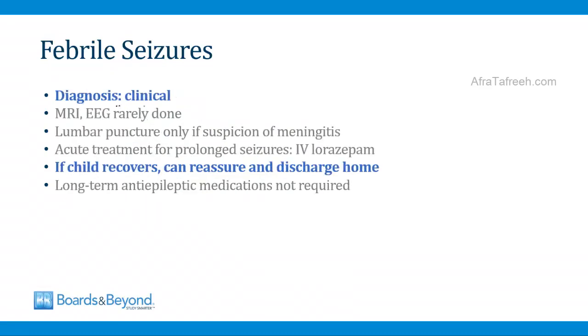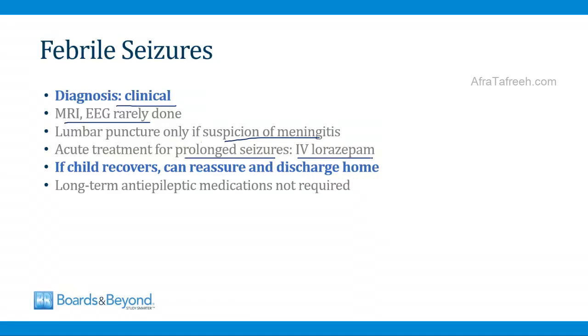The diagnosis is clinical. If a child has a fever and develops a tonic-clonic seizure, and then their neurologic exam is entirely normal, then usually the diagnosis is made. Things like an MRI or an EEG are very rarely done. Lumbar puncture is done if there's a reason to suspect meningitis, but if there's not, it usually isn't done. And if a patient has a witnessed febrile seizure that is prolonged and isn't remitting on its own, you can give IV lorazepam to break the seizure.